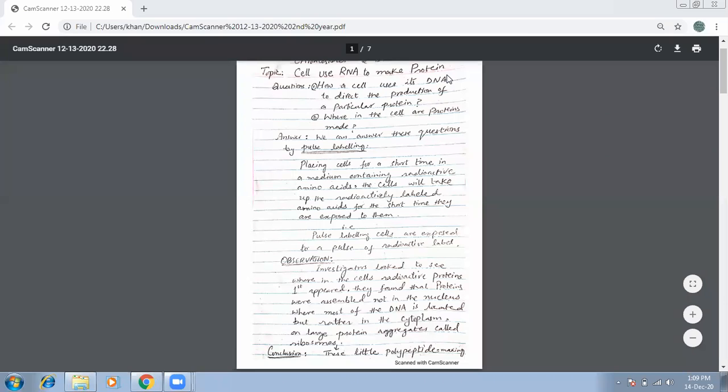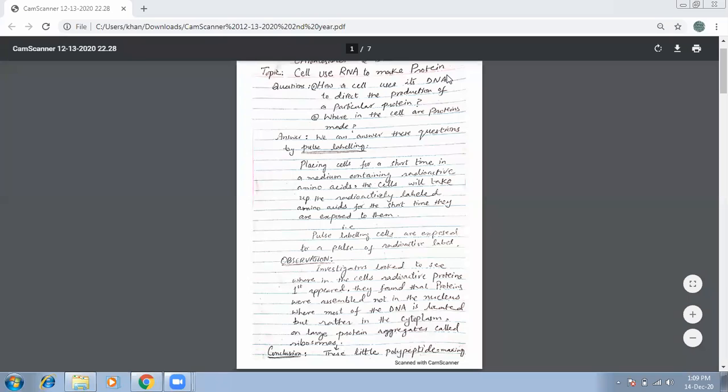So, how does a cell use its DNA to direct the production of a particular protein? This question arises in your mind: where in the cell are proteins made? Both questions are almost the same, so a question can come like these two questions: to describe the protein synthesis in the cell.